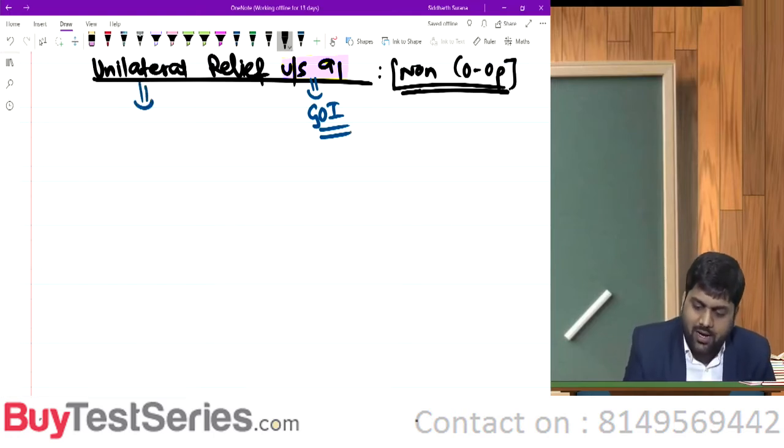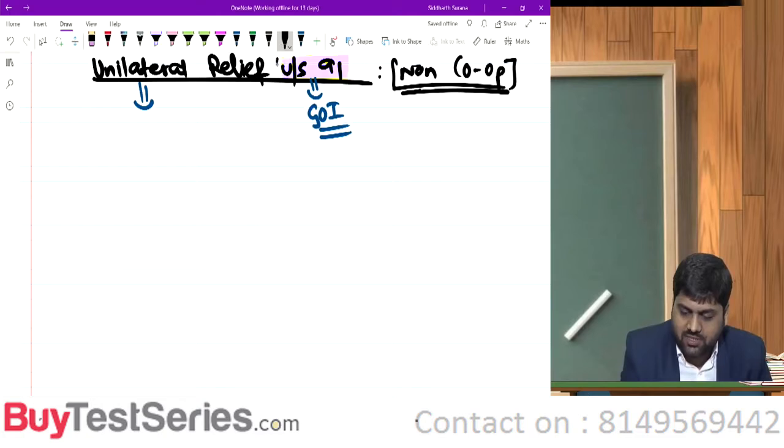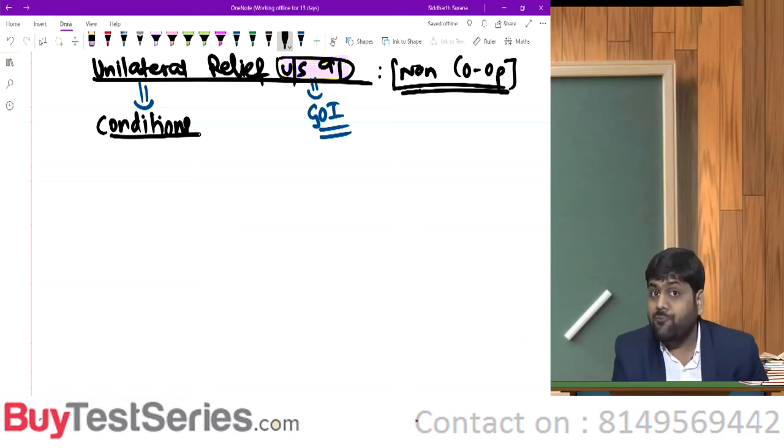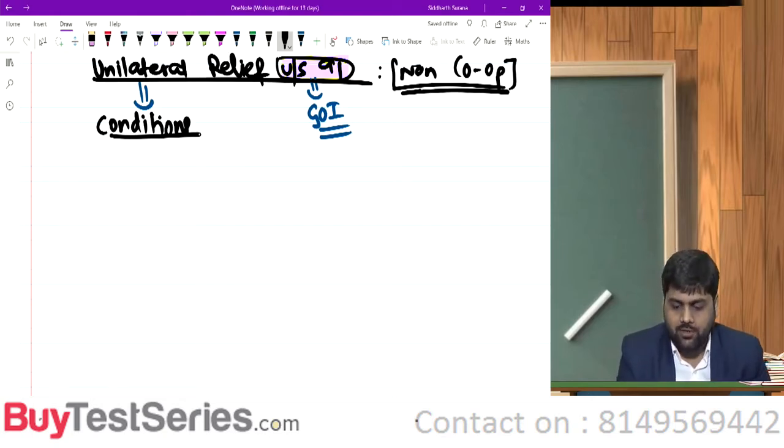In order to get unilateral relief as per the calculation given under section 91, first you will have to satisfy certain conditions. And if you don't satisfy these conditions, there is no question of any calculation of relief. There won't be any relief. Relief will be given only if you satisfy these conditions. So our first step cannot be to go and learn the calculation. Our first step is to learn the conditions, and if we know the conditions, then only we can go and learn the calculation. So what are the conditions to get relief?